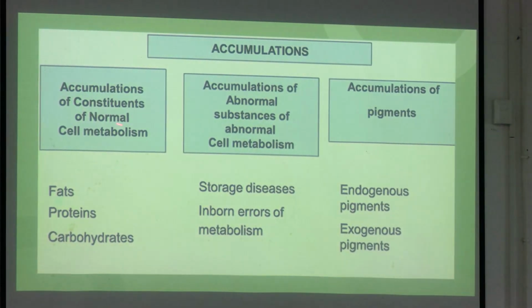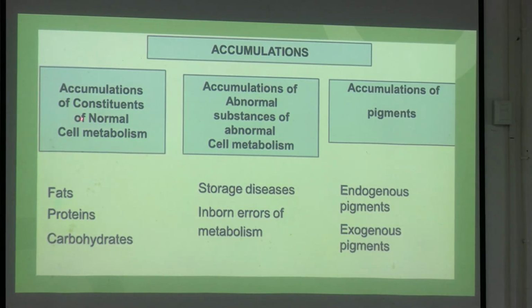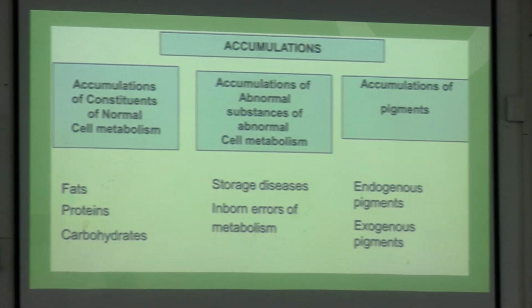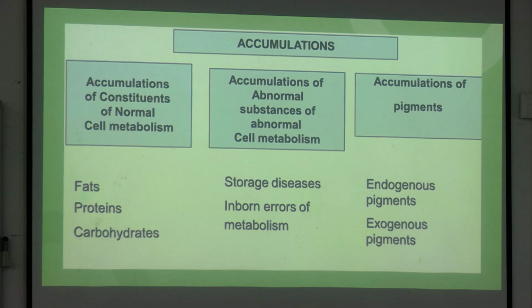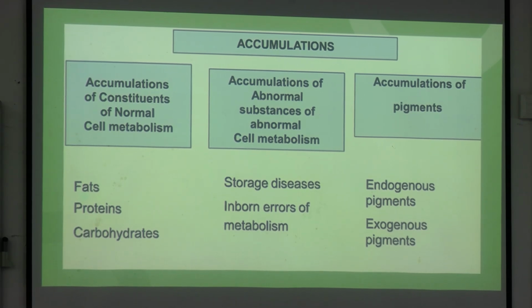So the accumulations are primarily of three types. First, accumulation of constituents of normal cell metabolism. So the byproducts of normal cellular metabolism are deposited within the cell, namely fats, proteins and carbohydrates.